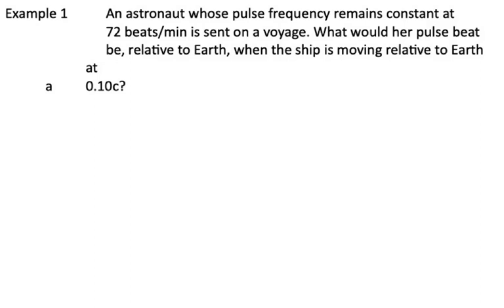So what we have is an astronaut whose pulse is constant at 72 beats per minute on Earth is set on a voyage. What would the pulse be relative to Earth when the ship is moving at 0.10 c, or 10% of the speed of light? Well, we are looking at time, but we've been given actually the frequency, 72 beats per minute.